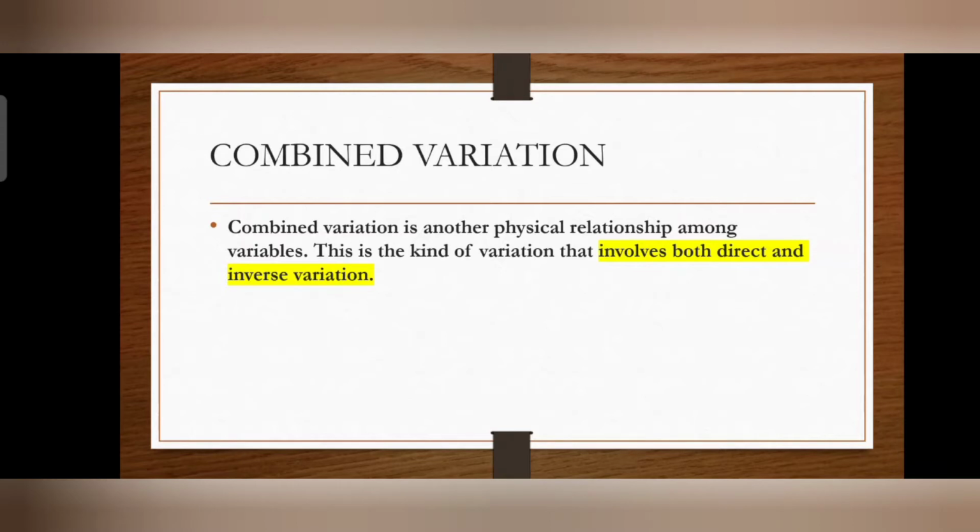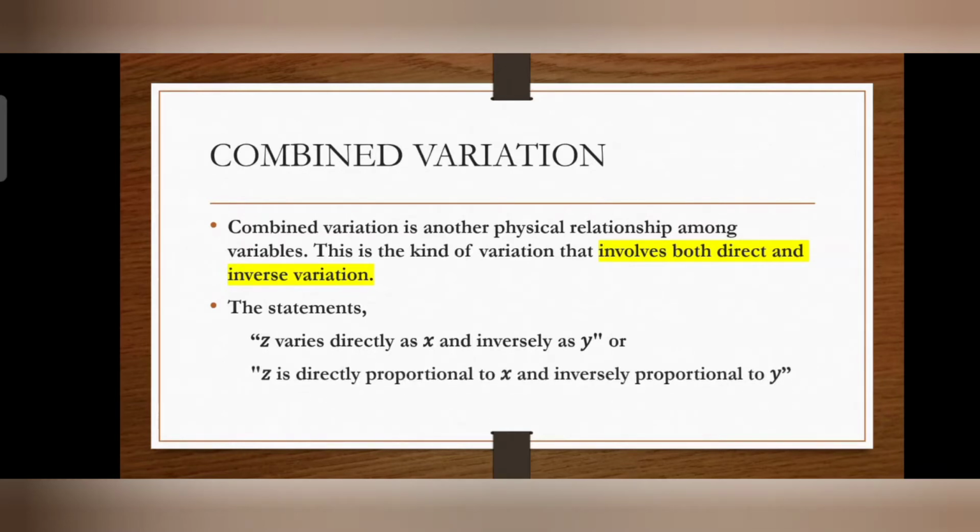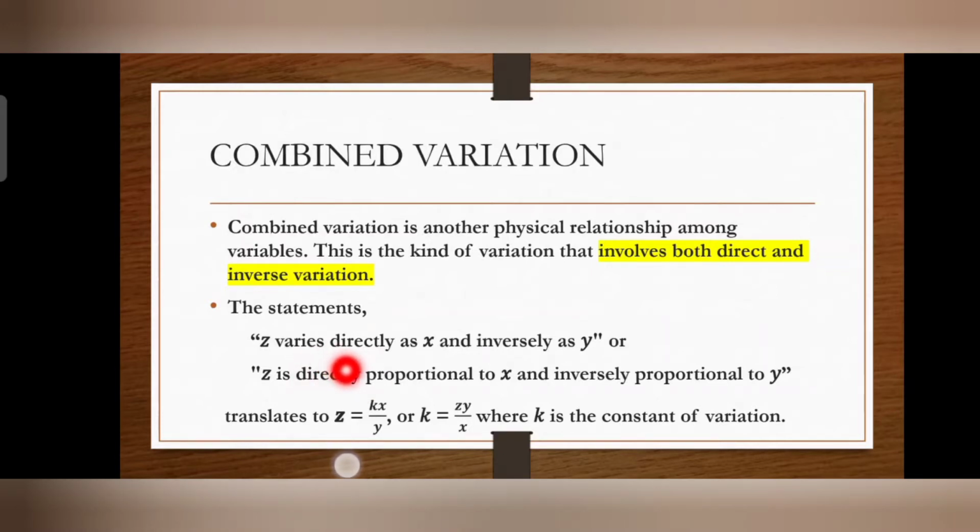Di ba pag sinabi natin direct variation, it means multiplication. But inverse variation, it means division. The statements z varies directly as x and inversely as y, or z is directly proportional to x and inversely proportional to y, translates to z is equal to k times x divided by y.